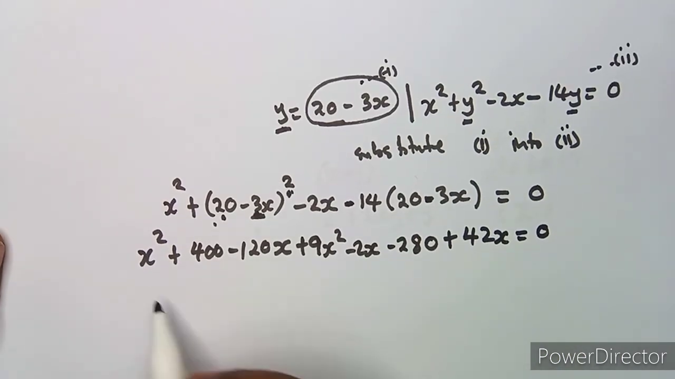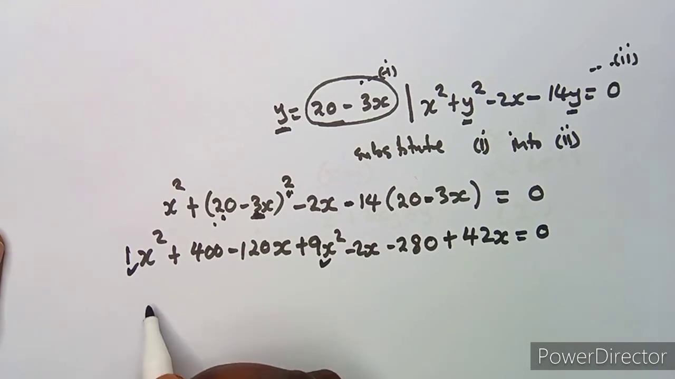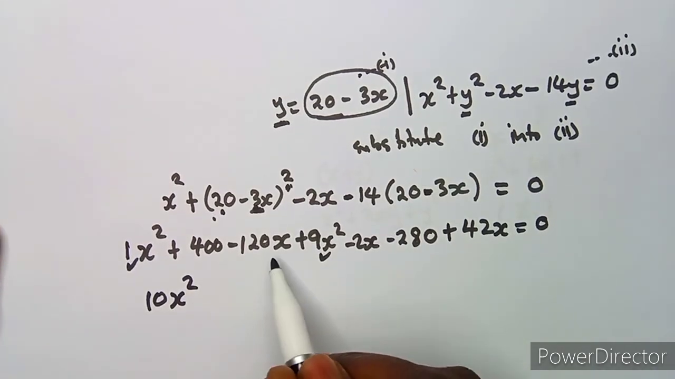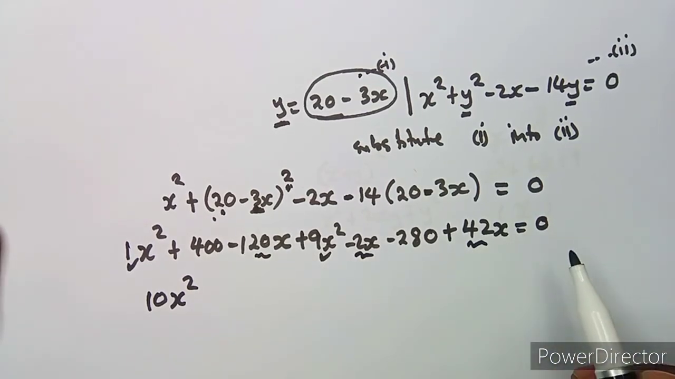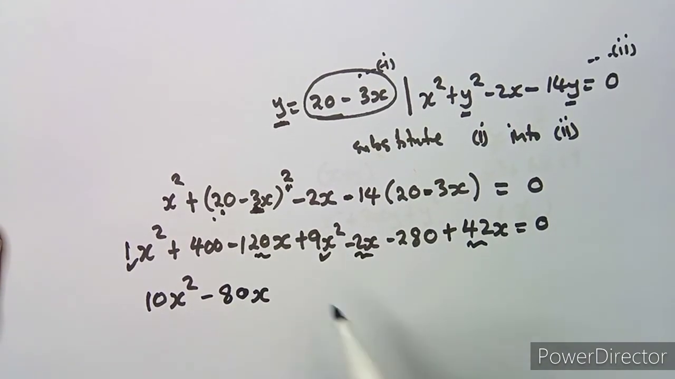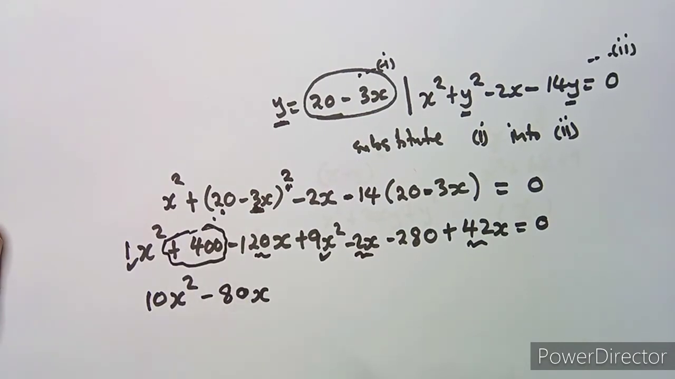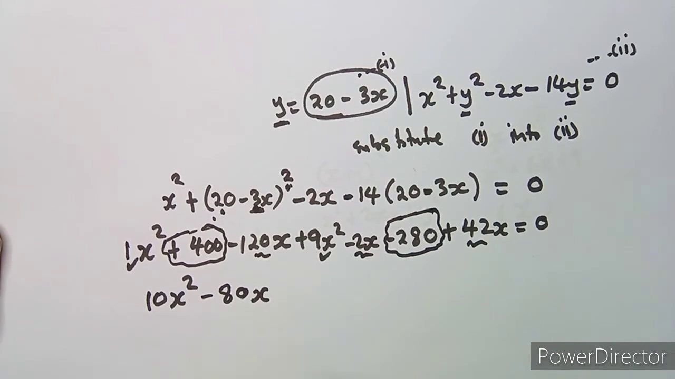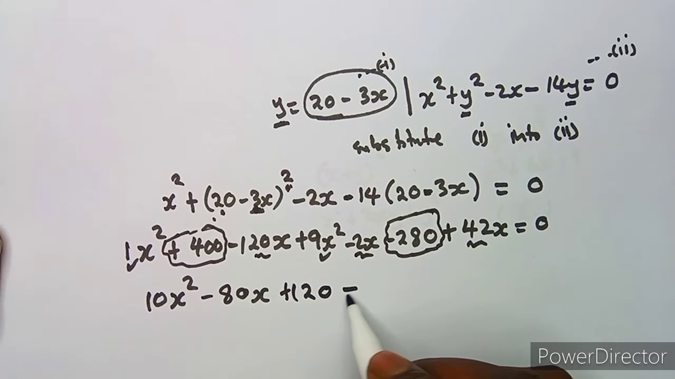So definitely I have to collect like terms, the terms with x squared and x squared here, which is 10x squared. All right, then collect terms with x, which is minus 120x minus 2x plus 42x. If you add this properly, you're going to obtain minus 80x. All right, you move on to the constant, which is 400 here and minus 280 here, which is going to give us 120, equal to 0.